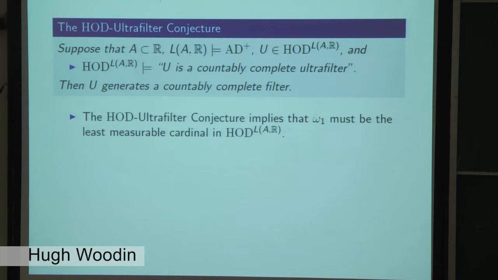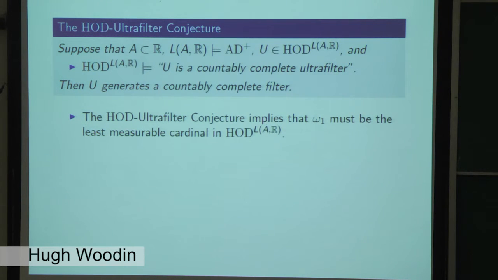Now the HOD ultrafilter conjecture implies that omega 1 is the, what? No, it's non-empty. Yeah, so I'm abusing notation. When I say generates, I mean closed under countable intersections. Okay?